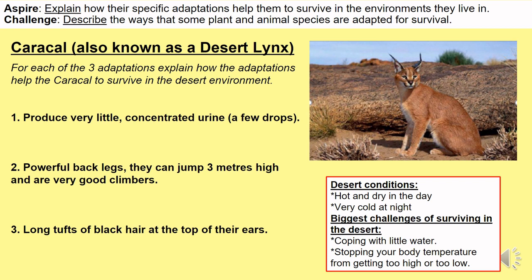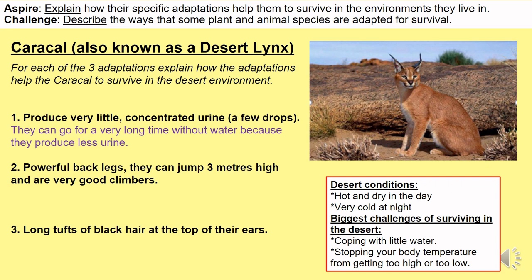Ten seconds remaining. Okay, brilliant. Did you manage to come up with something for each adaptation? Okay, so we're going to start off with a very little concentrated urine. This helps the desert lynx to survive because they can go for a very long period of time without water. By producing less urine, less waste liquid, they conserve more water, which means they actually need to consume less. And they can last over a week without getting a new drink of water.